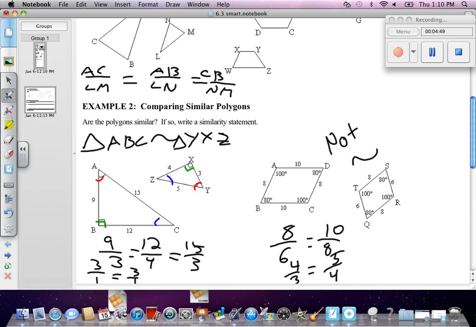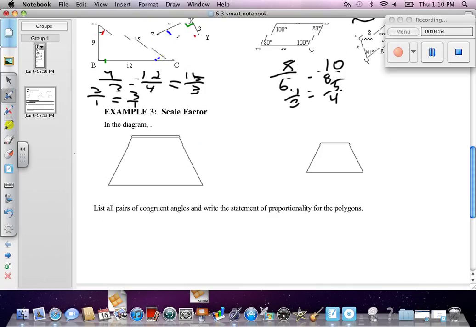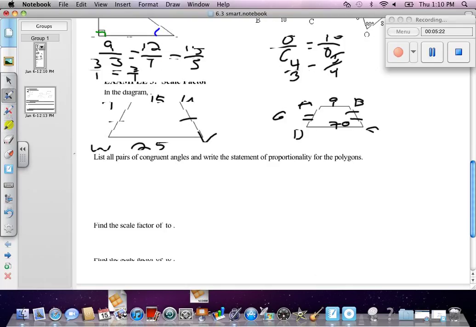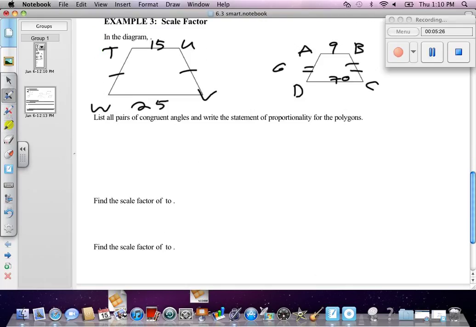Okay. Ready to turn the page? Yeah. Okay, this one on your paper, it says trapezoid THY TW is similar to trapezoid ABCD. It gives us some numbers for them, and then we've got to answer all of these questions. So the first thing we're going to do is list all the pairs of congruent angles and write a similarity or proportionality statement.